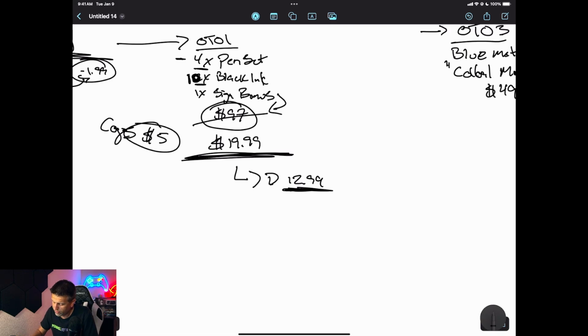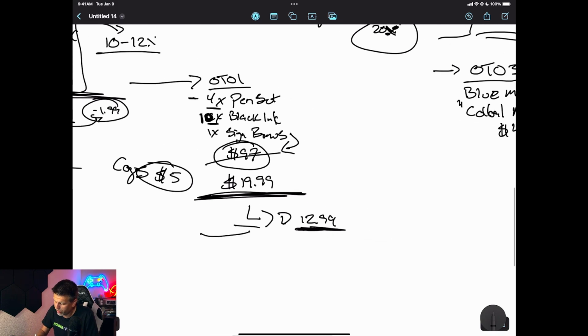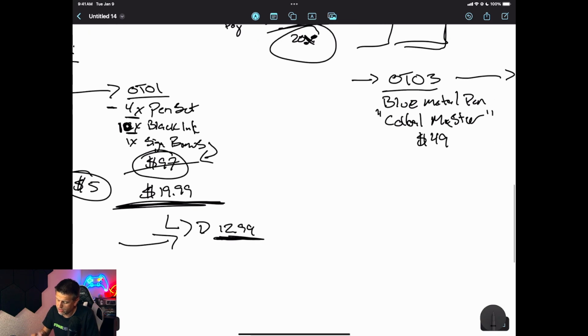You have a nice profit, and you're already shipping the thing out, so you might as well just throw in more pens, right? And that's a perfect upsell.